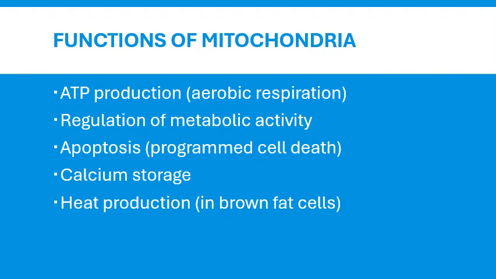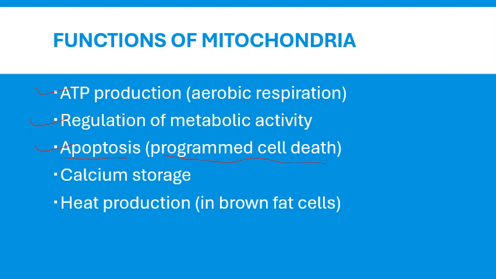Then coming to the functions of mitochondria. The main function of the mitochondria, first, is ATP production, that is aerobic respiration. Then we have regulation of metabolic activity. Then they are also responsible for apoptosis. Apoptosis is a process which is called programmed cell death.